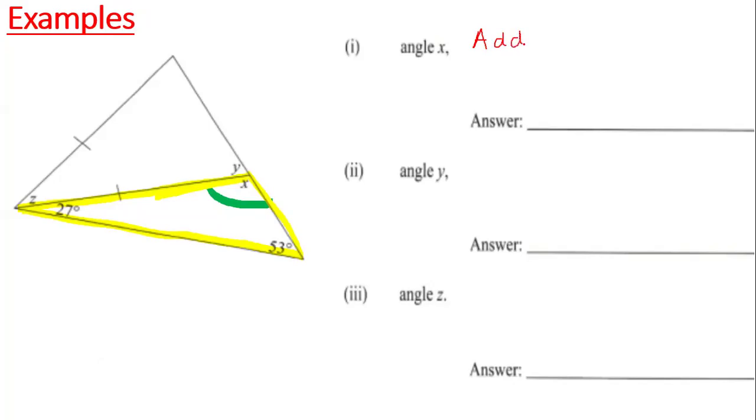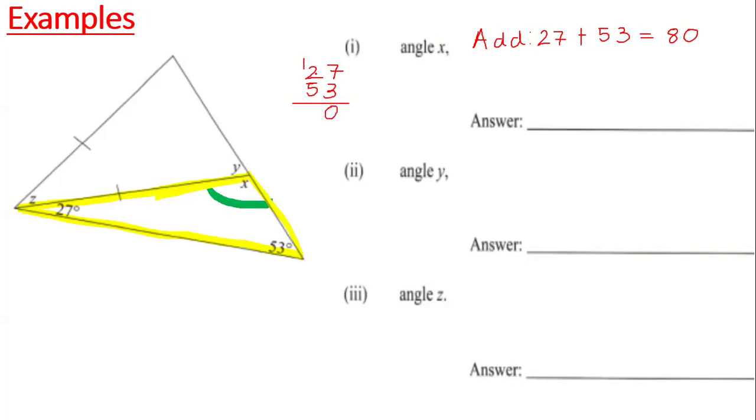Add 27 plus 53. And when you add them, y'all add them yet? What y'all got? 80 degrees. Very good. And so we have 27 plus 53, and that gives us 7 plus 3, which is 10. We put the 0 down. We put the 1 above.